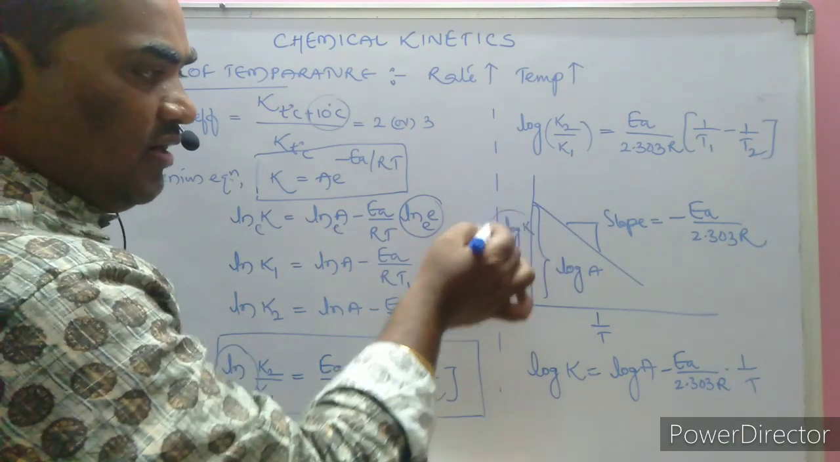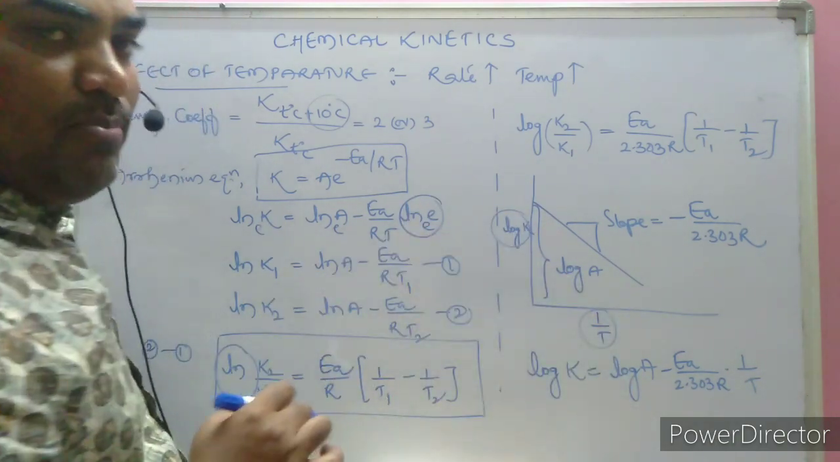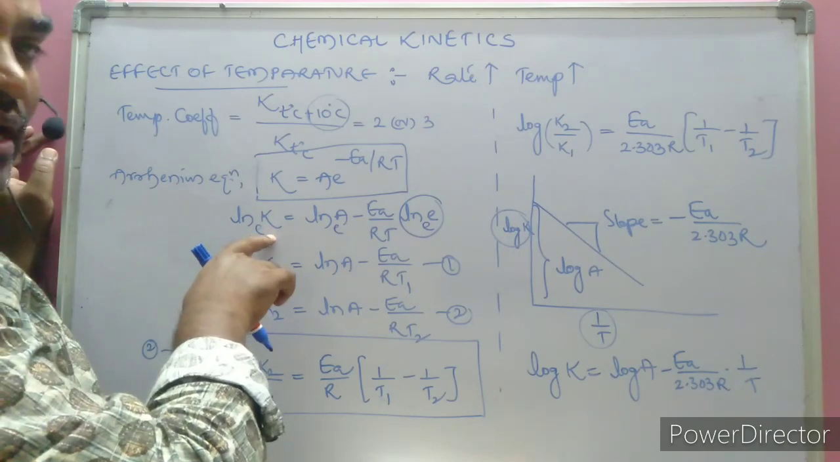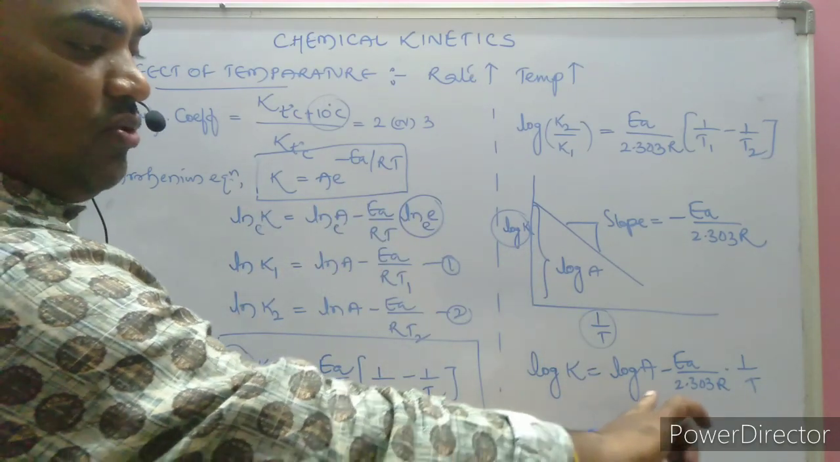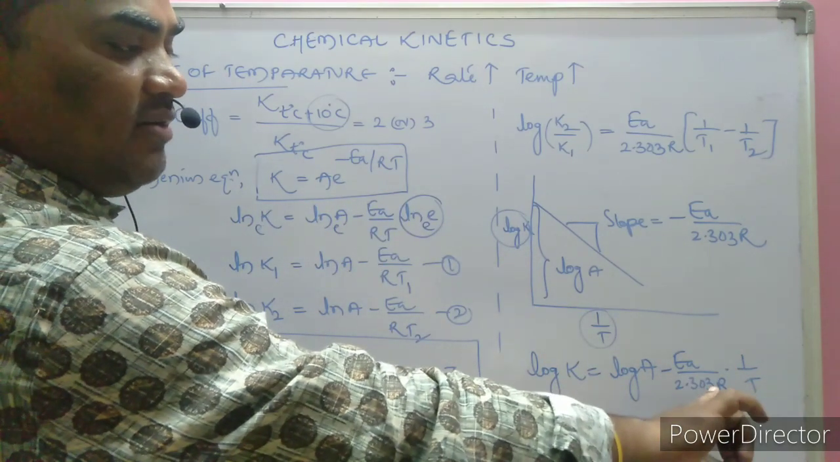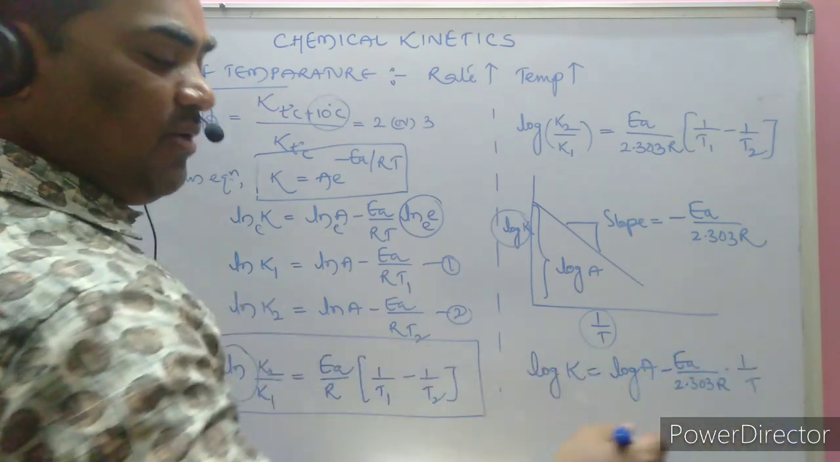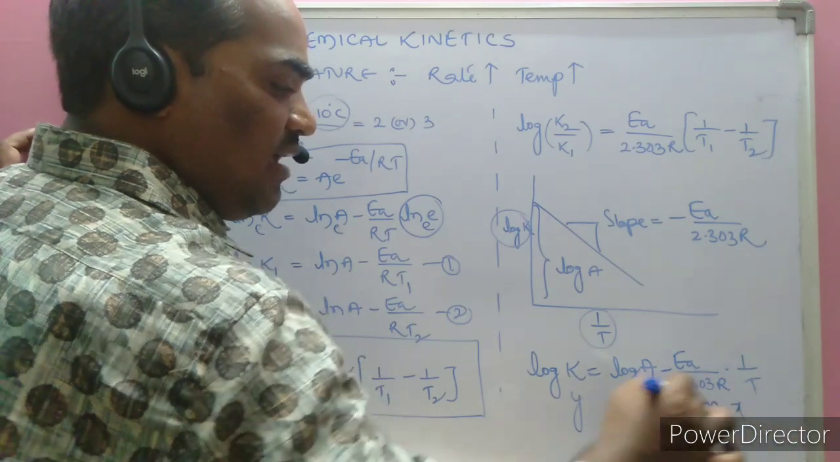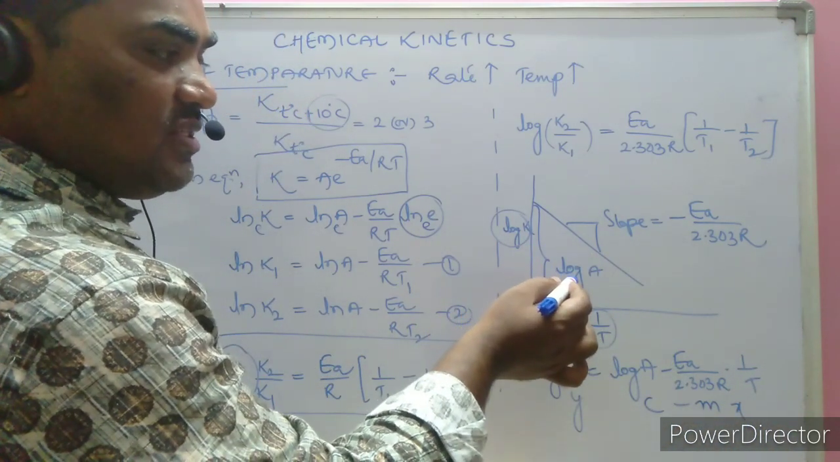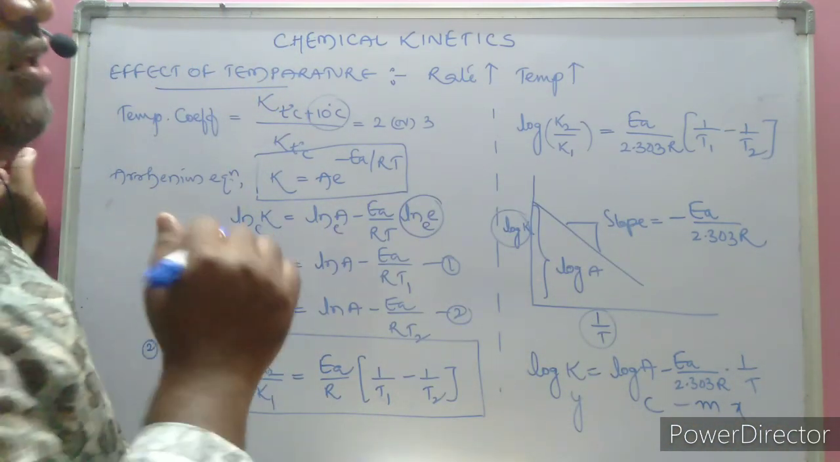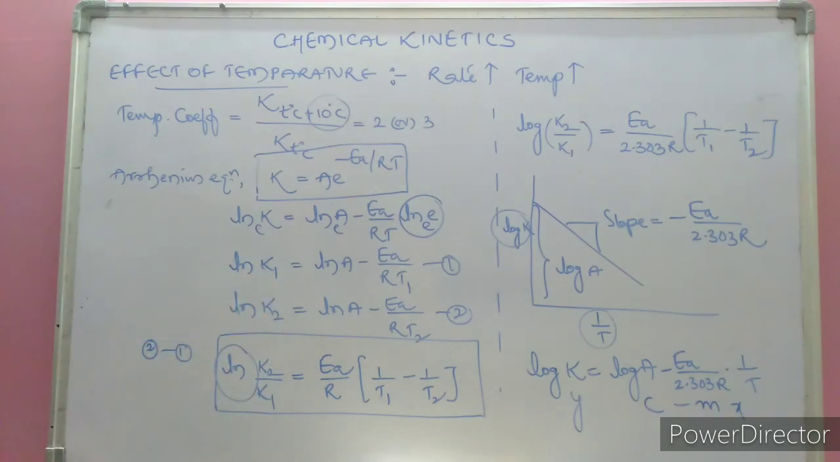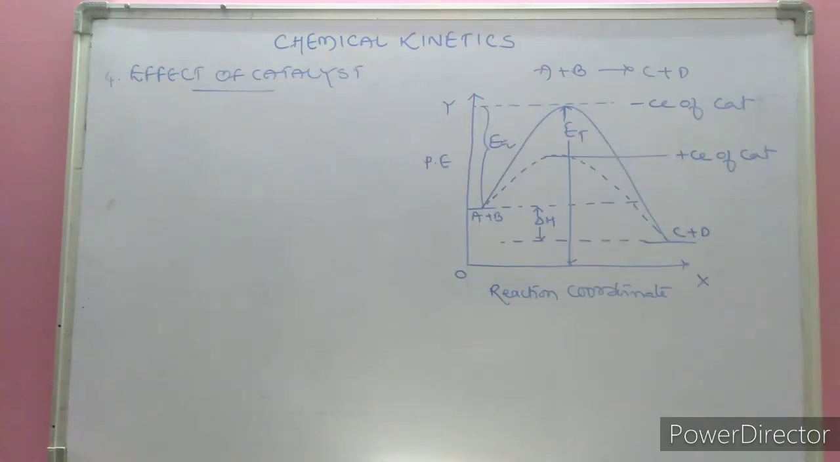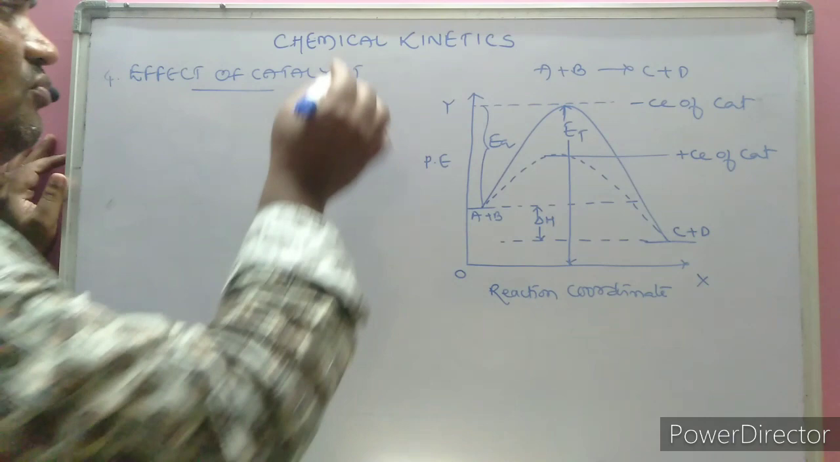And when we plot a graph between log k against 1/T, here we took only ln. That's why log k = log A - Ea/(2.303 R) into 1/T. Means it is in the form of y = -mx + c. Hence the intercept is log A and the slope is negative, that is -Ea/(2.303 R). Very, very important.